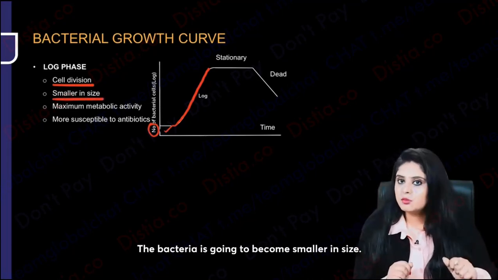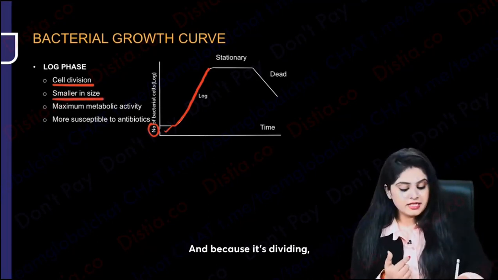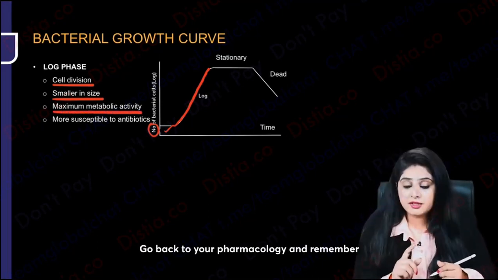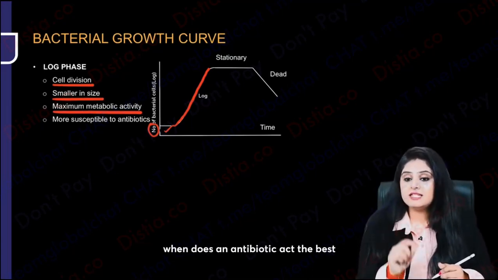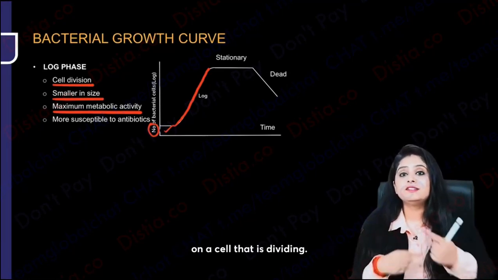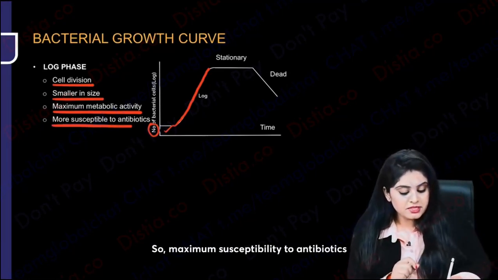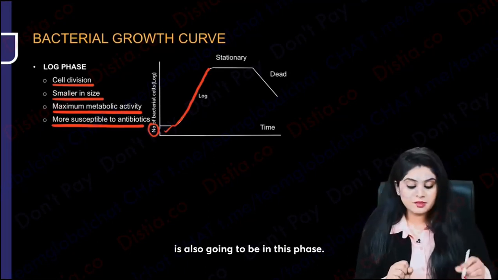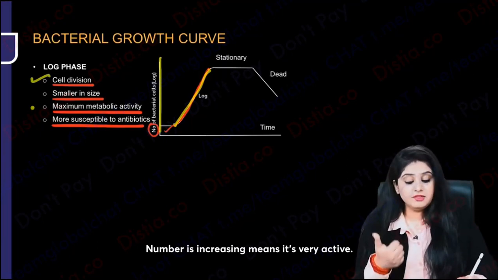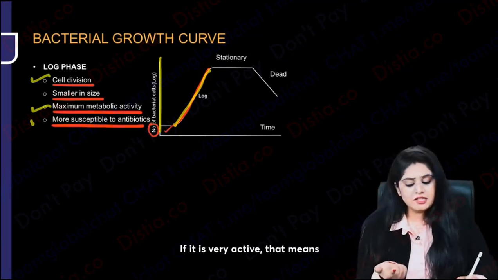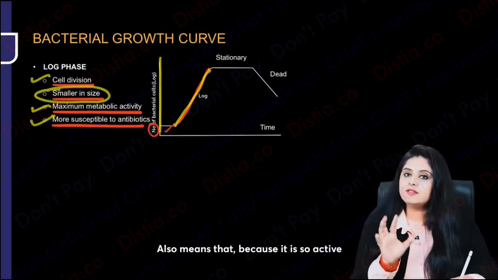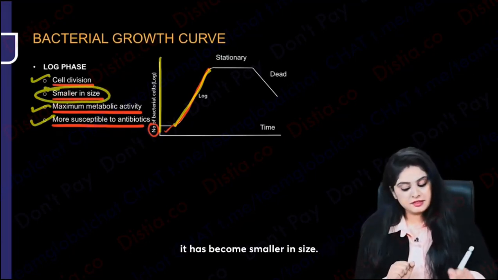The bacteria is going to become smaller in size, and because it's dividing, this means it has a lot of metabolic activity. Also tell me, go back to your pharmacology and remember, when does an antibiotic act the best, or when does any drug act the best on a cell that is dividing? So maximum susceptibility to antibiotics is also going to be in this phase. Repeating once again, this is the time when the number is increasing. Number is increasing means it's very, very active. If it's very, very active, that means that the antibiotics are going to go and kill it. Also means that because it is so active, it will start losing weight. It has become smaller in size.